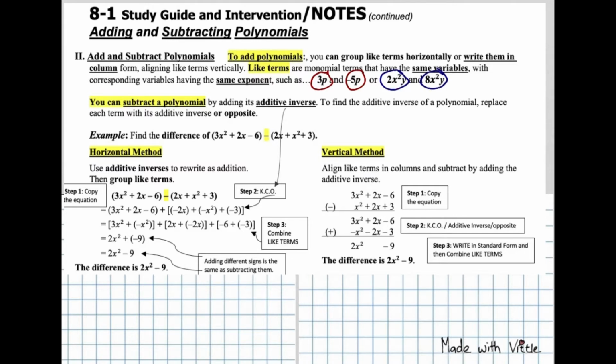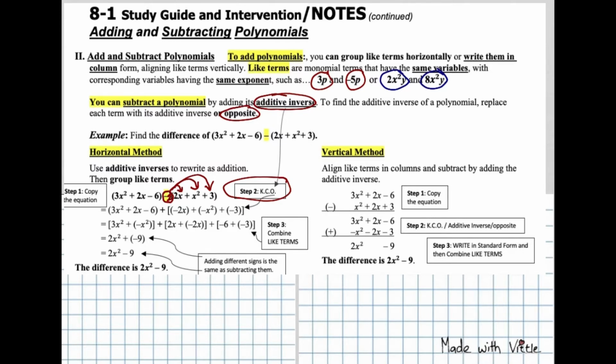2x to the second power y and 8x to the second power y are like terms, so you can combine them, or subtract if they're different signs. You can subtract a polynomial by adding its additive inverse or opposite. In 6th grade, we did keep change opposite, but really it's also the same thing as doing the distributive property by multiplying each term inside by that number outside. In this case, a negative 1 is outside here.